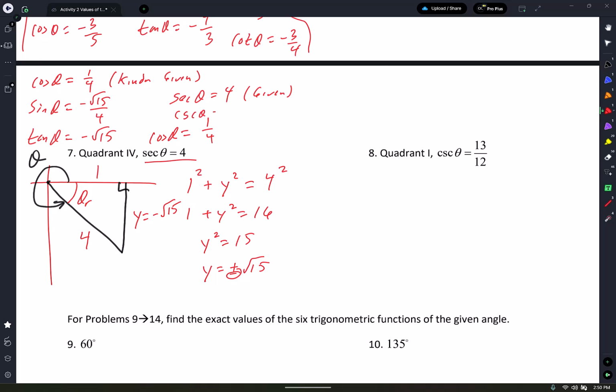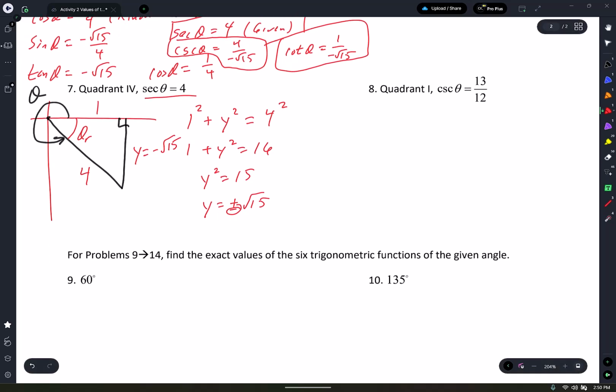Cosecant theta. Cosecant is the reciprocal of sine, so 4 over square root of 15, negative. And finally, cotangent is x over y, so 1 over negative square root of 15, or the reciprocal of tangent. If they tell you to rationalize it, then you would rationalize the answers. I don't see any errors, but let me know. I make mistakes all the time. Are we okay? Okay. All right.